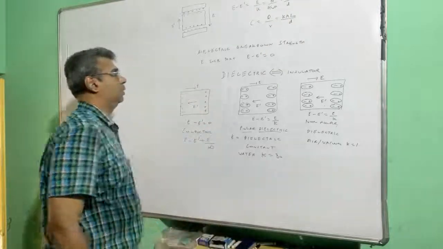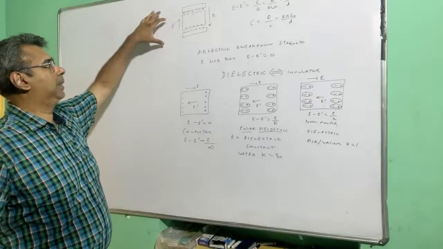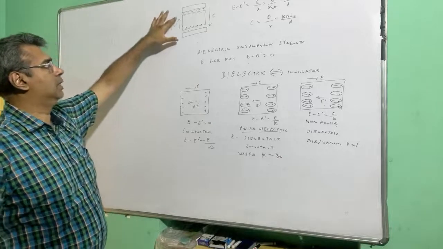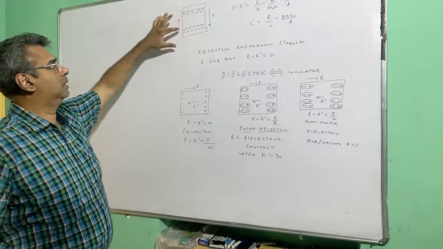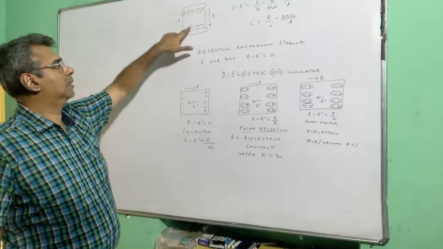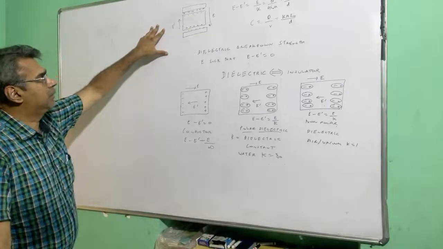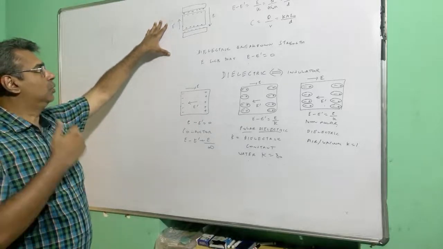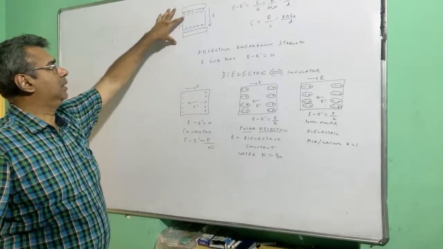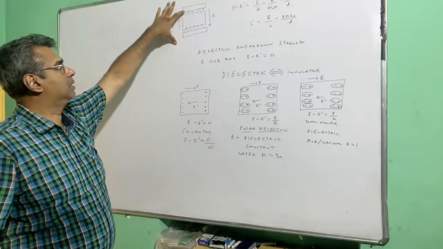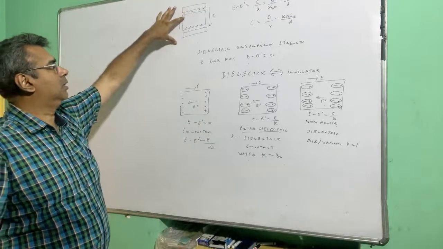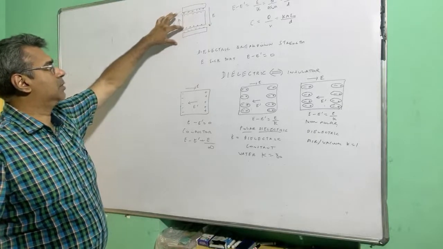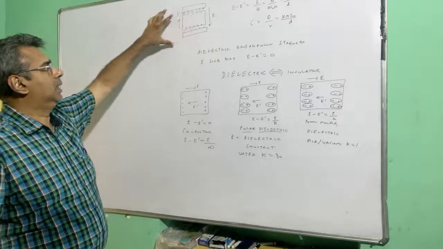Okay, now suppose between the plates of a parallel plate capacitor, you have introduced a dielectric. Let us say this is the positive plate, this is the negative plate, and between the two plates you have introduced a dielectric. Due to the introduction of the dielectric, there will be polarity. For example, the upper plate of the capacitor is plus, so the nearer end of the dielectric will be minus, and the lower plate of the capacitor is minus, so the nearer end of the dielectric will be plus.